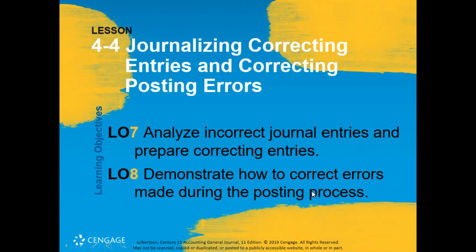So here we go. We're going to analyze incorrect journal entries, prepare correcting entries, and demonstrate how to correct errors made during the posting process. So we can either make an error in the journalizing, or we can make an error in the posting process, either putting in the wrong amount, putting it to the wrong account, or putting it in the wrong debit or credit column. All of these things can happen.